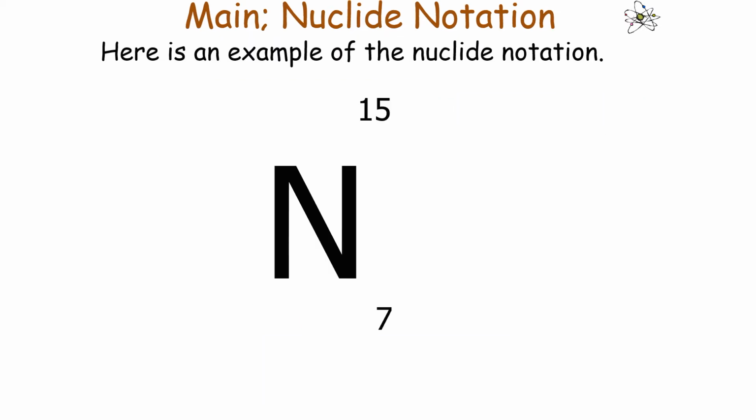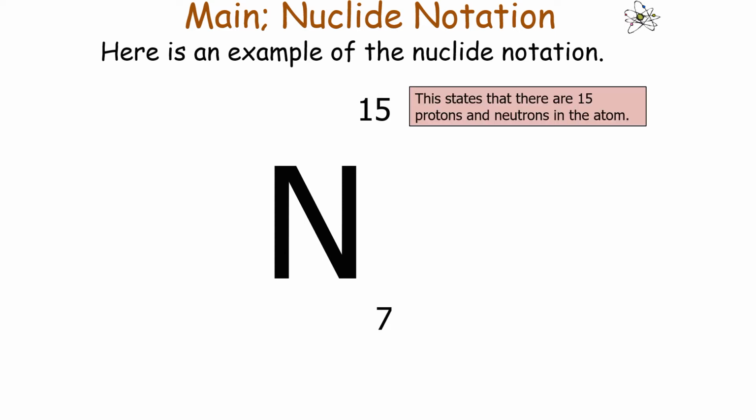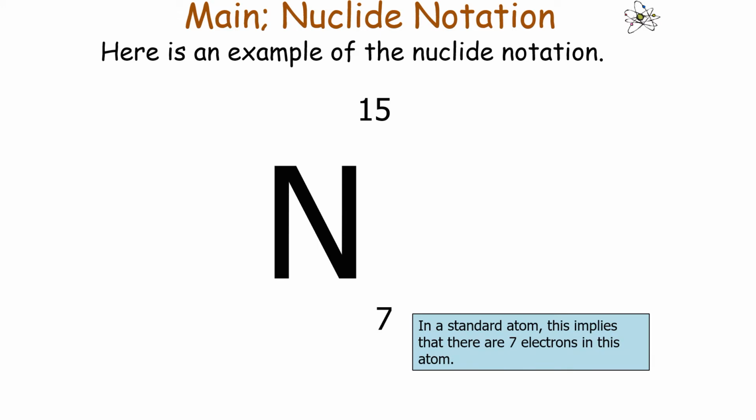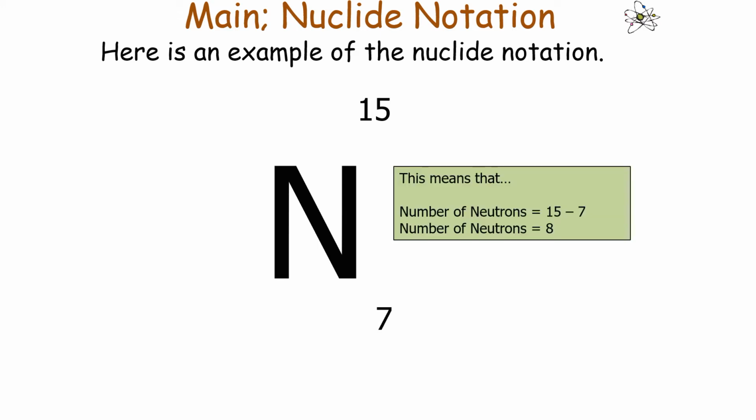So here's an example of a nuclide notation. There are 15 protons and neutrons in the atom, and there are 7 protons in this atom, so there are 7 electrons in the atom as well. It means the number of neutrons is 15 minus 7, which equals 8.